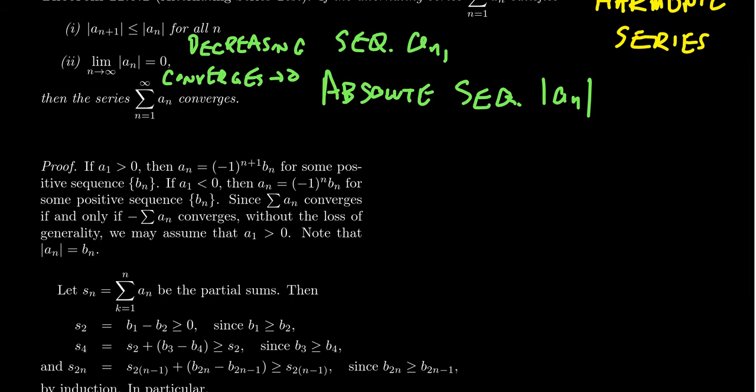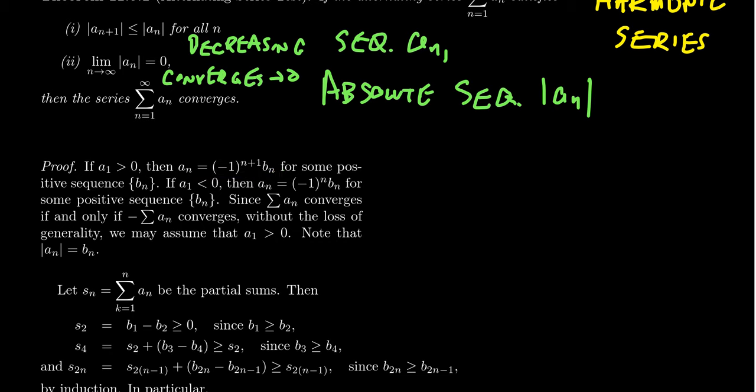Why does the alternating series test work? Just for the sake of simplicity, let's start off with the assumption that a1 is positive. We're going to assume that the first term of the sequence is positive. Now, if the first term is positive, that means our sequence has to look something like this.